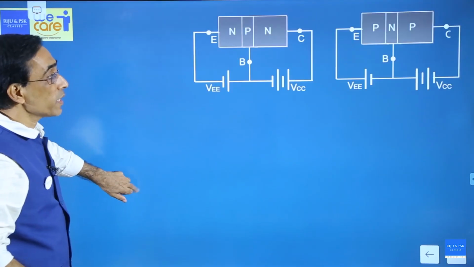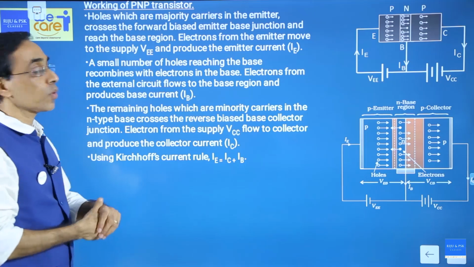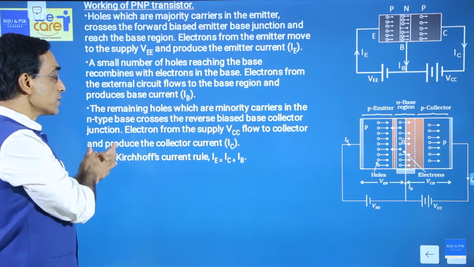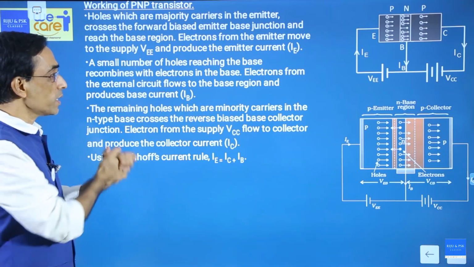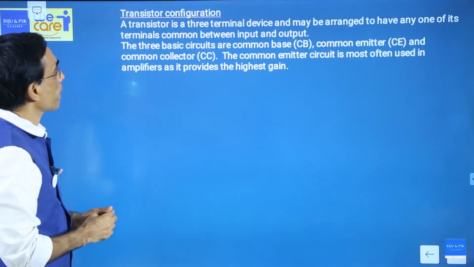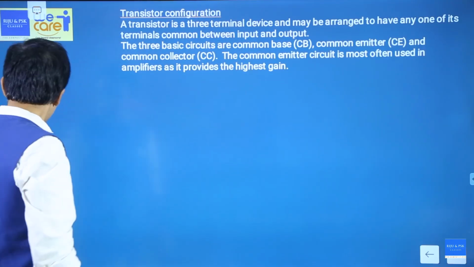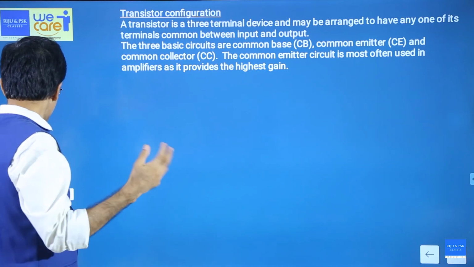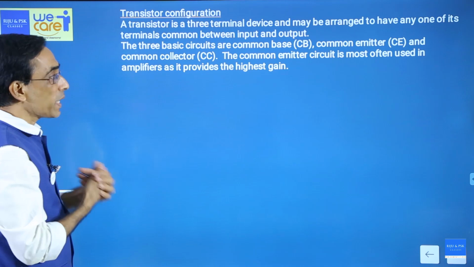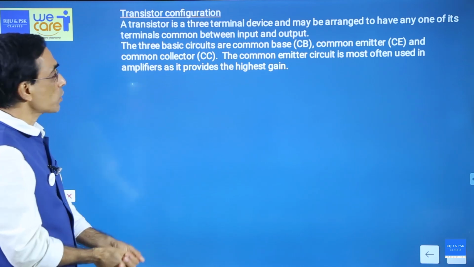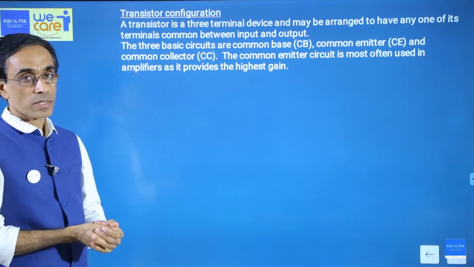Base current is very small compared to collector current or emitter current. Emitter current is the highest, then comes collector current, then comes the base current. So this is the working of a transistor. Now, there are 3 configurations for a transistor. These are known as common base configuration, common emitter configuration and common collector configuration.